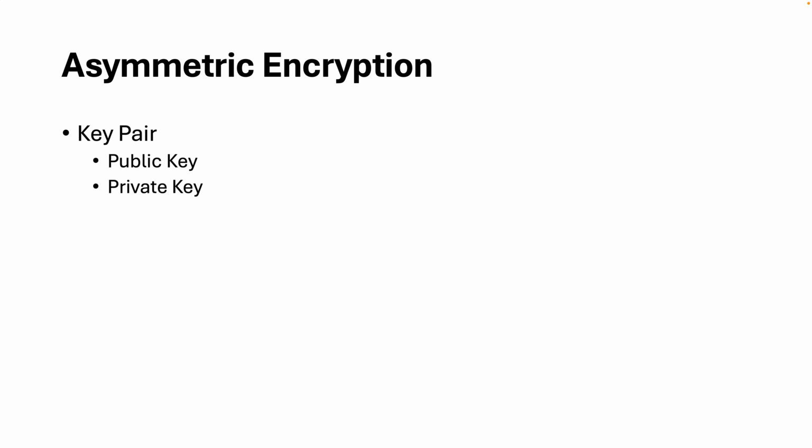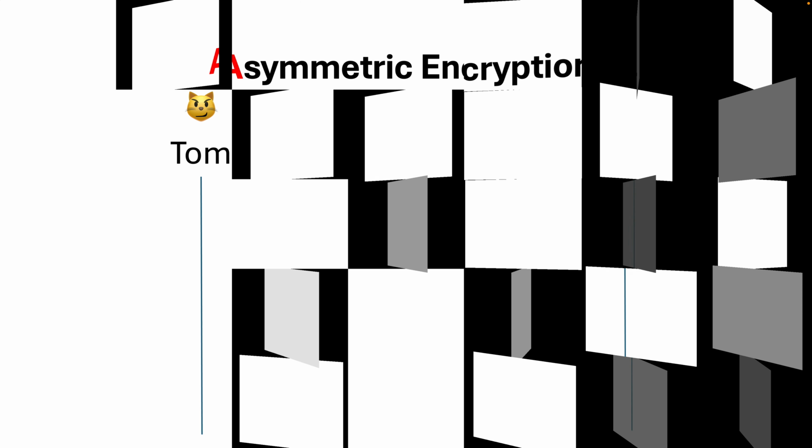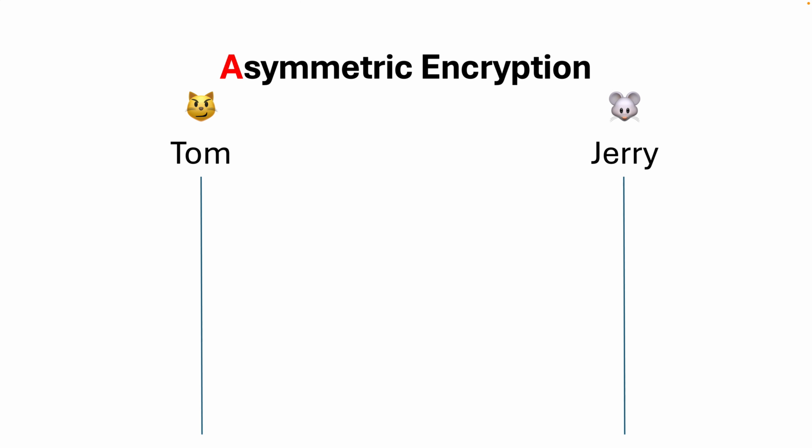So how does asymmetrical encryption do that? Asymmetrical encryption uses two different keys, a public key, which is shared openly, and a private key, which is kept secret, known only to the owner. These two keys form what's called a key pair. Now let's see how asymmetrical encryption works exactly. Back to our Tom and Jerry scenario. Let's see how they could use asymmetrical encryption to communicate securely.